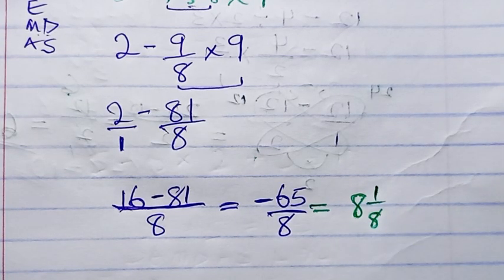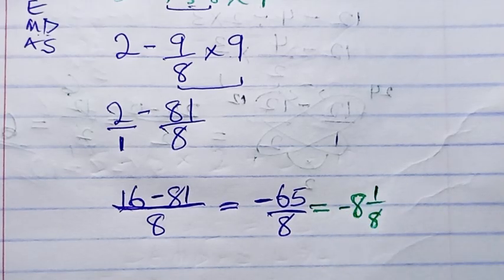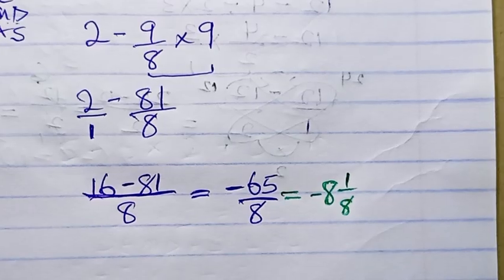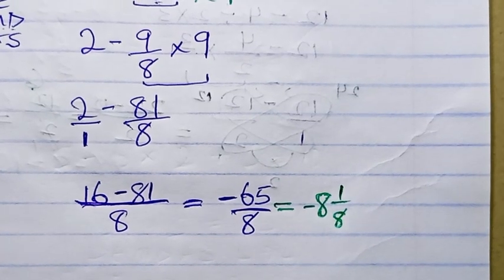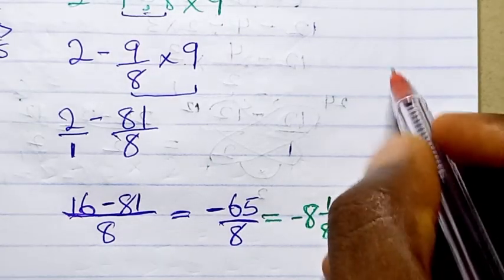Alright, to confirm if our answer is correct, 8 times 8 is 64. 64 plus 1 equals 65. So you put your negative sign because the answer is carrying a negative sign. Alright, so now we have a mixed fraction as an answer also. So I would like us to see the decimal answer for this question.